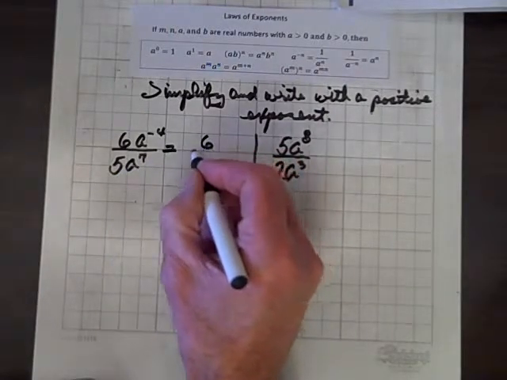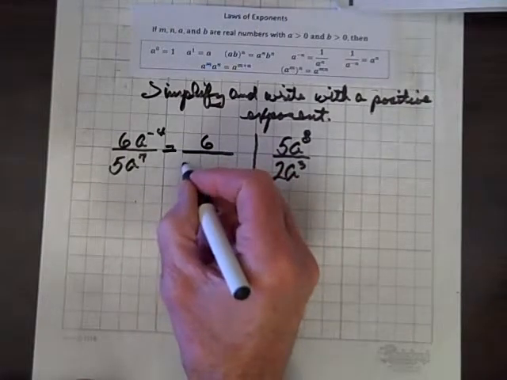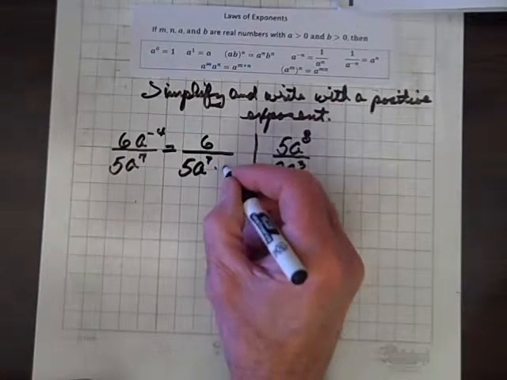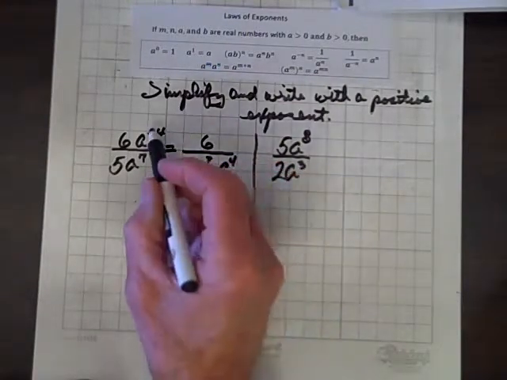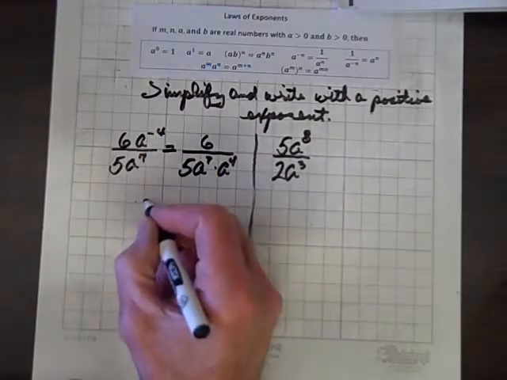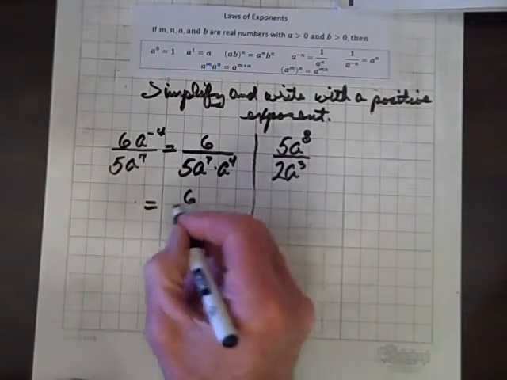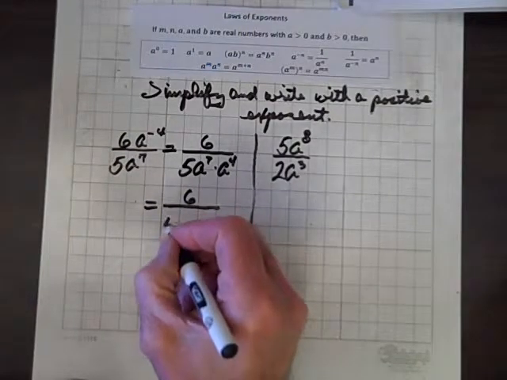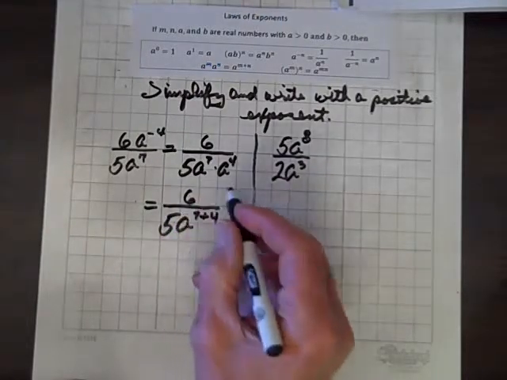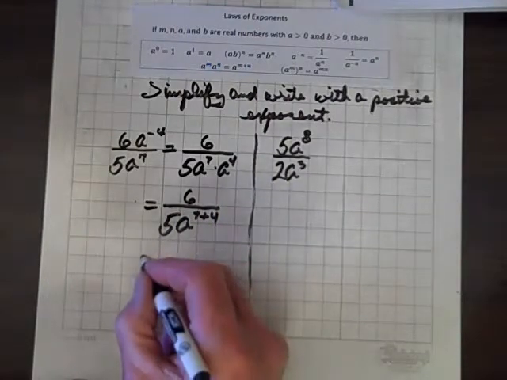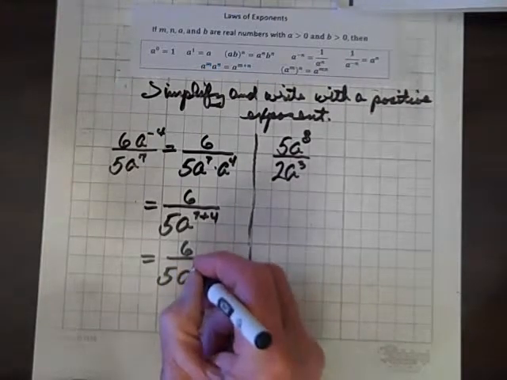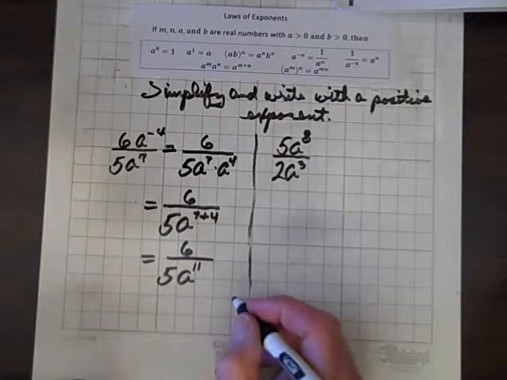So this equals 6 over 5 a to the 7 times a to the 4th. We change the sign on the exponent, so we change the location of the base. And now this equals 6 over 5 a to the 7 plus 4. We have identical bases, so we add the exponents. And that equals 6 over 5a to the 11th. And that one's done.